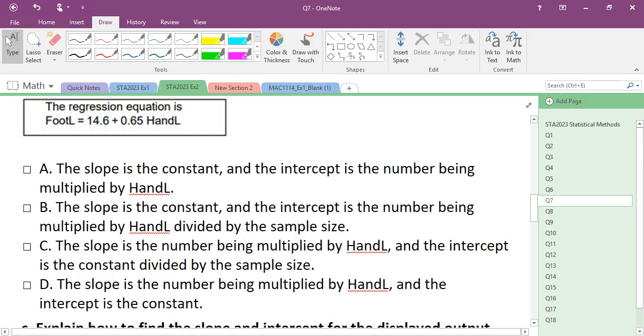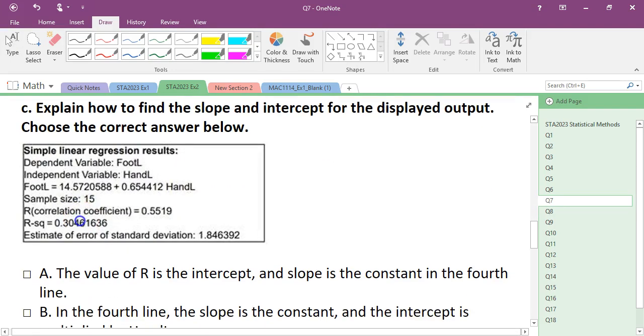Has to be D. You got it. When they say constant, that means the number that's by itself, no variable next to it. So when you're looking at these first two, these don't make any sense because we know that slope is never a constant. We know that it is always next to your variable. And you already told me earlier that this, when we wrote our equation, was our slope. So we know that that's not the constant. And the other thing that throws out C is nothing up here is divided by sample size. There's no division going on in that equation at all. So definitely D. Perfect.